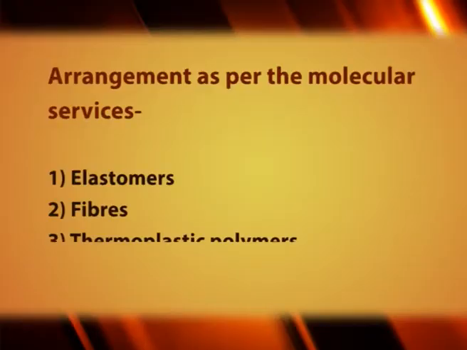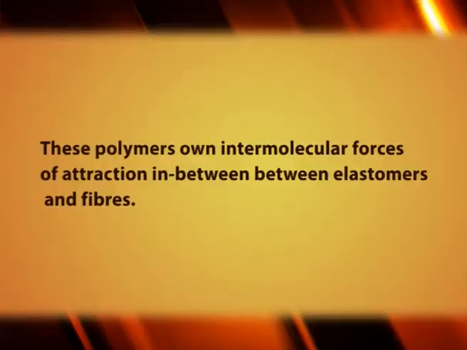The next in the category is thermoplastic polymers. These are linear or slightly branched long chain molecules capable of repeatedly softening on heating and hardening on cooling. These polymers possess intermolecular forces of attraction in between those of elastomers and fibers. Some common examples are polyethylene, polystyrene, polyvinyls, etc.